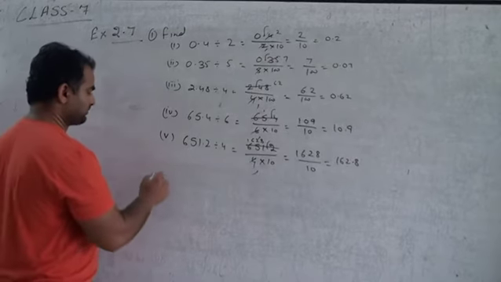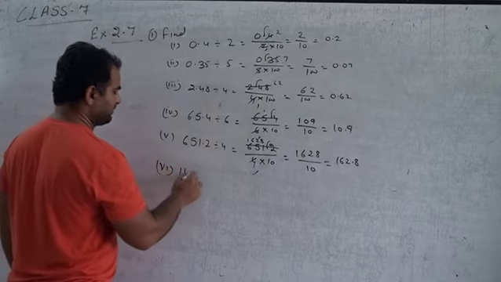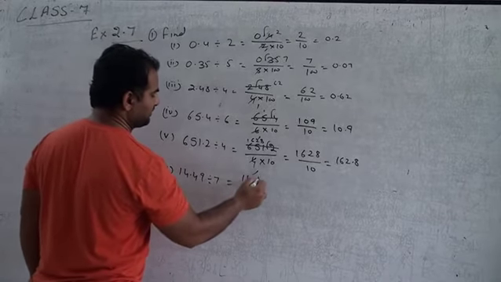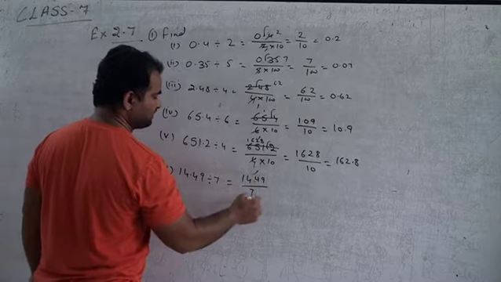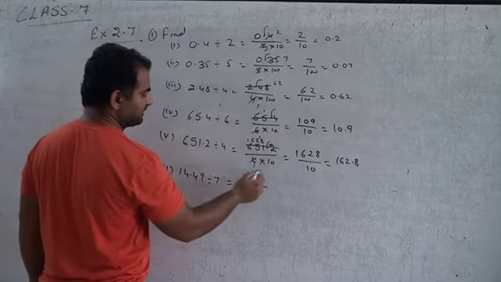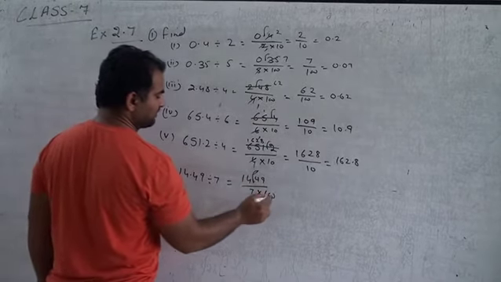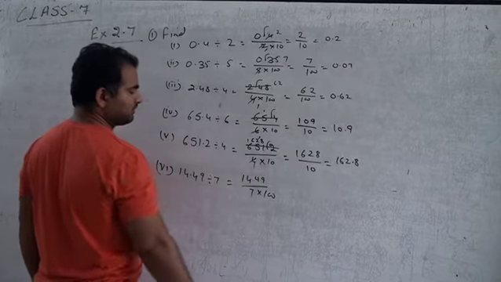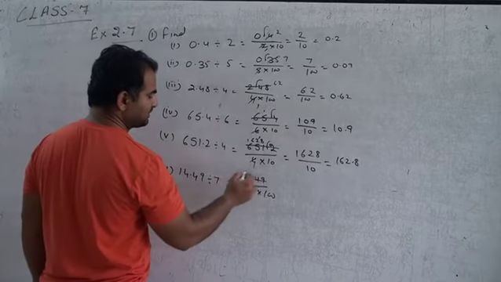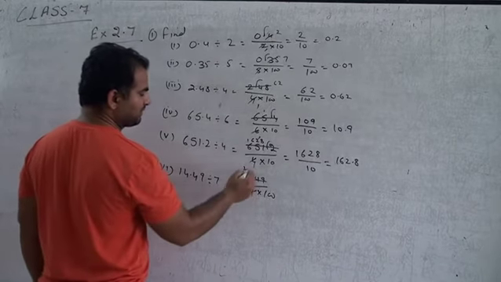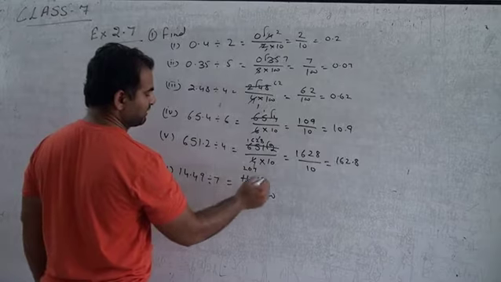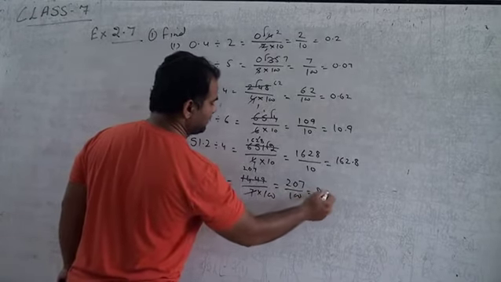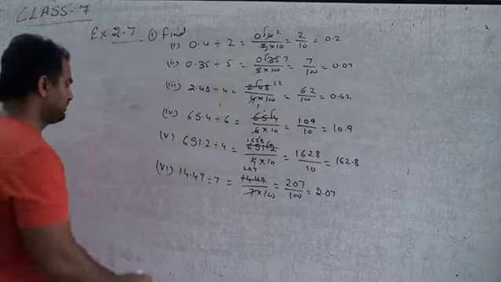Next is 14.49 divided by 7, or we can say 14.49 upon 7. When we remove this decimal, it will give us 100. Okay. So it will be 1449 divided by 100. So 7 2s are 14. Again this 4 is not applicable, so it will give us 0. 7 7s are 49. It will be 207 upon 100. It will be 2.07.